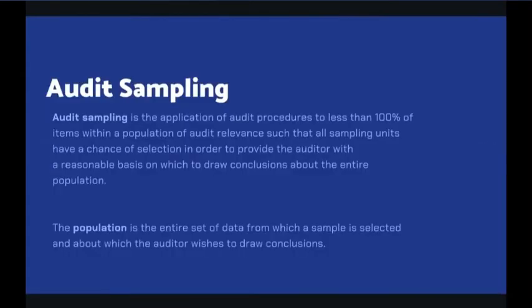Next one is audit sampling. Audit sampling is the application of audit procedures to less than 100% of items within a population of audit relevance such that all sampling units have a chance of selection, in order to provide the auditor with a reasonable basis on which to draw conclusions about the entire population. The population is the entire set of data from which a sample is selected and about which the auditor wishes to draw conclusions.